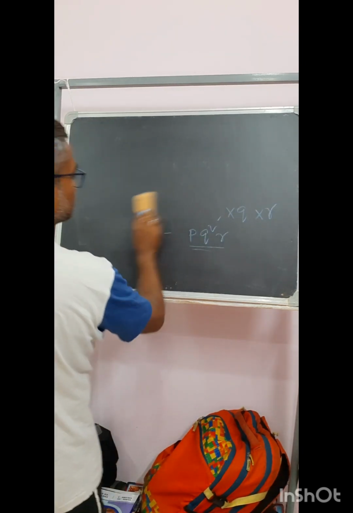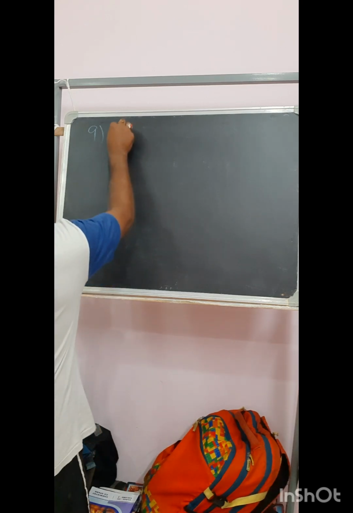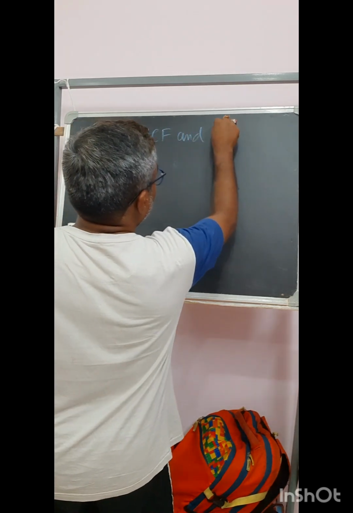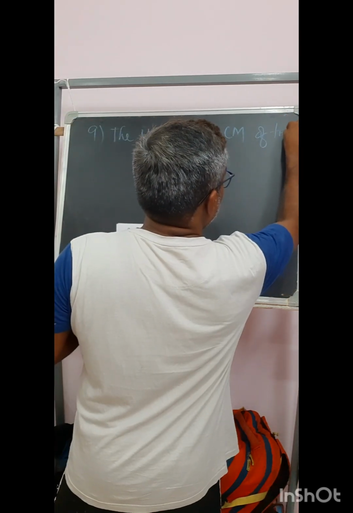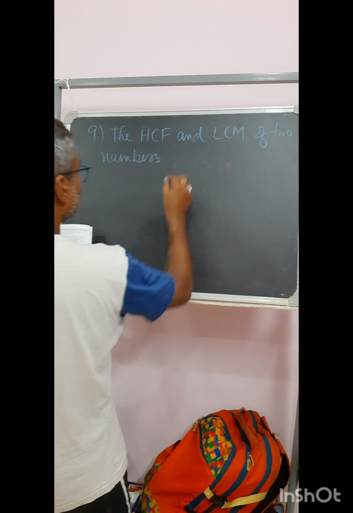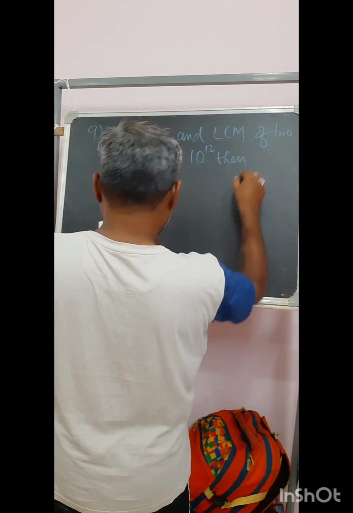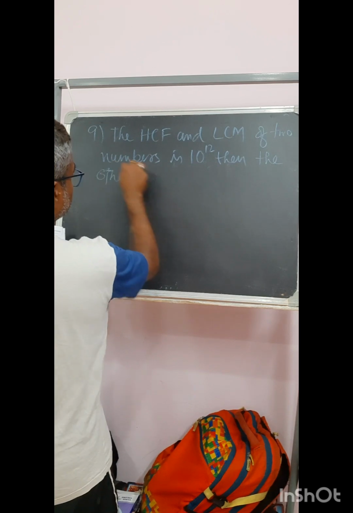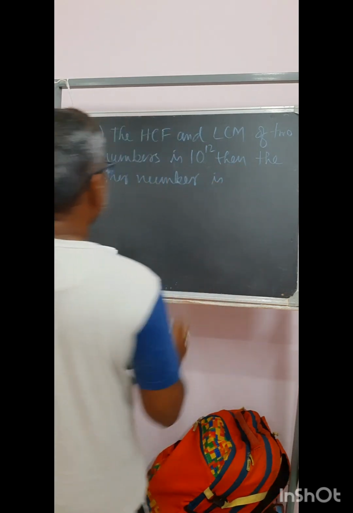Going to the next, that is the ninth problem. The ninth problem says the HCF and LCM of two numbers is 10 to the power 12, then what is the other number? You have to find the other number.